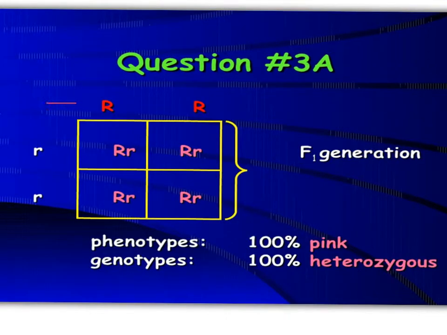Well, we've got our red plant right here with our gametes big R or big R. We have our white plant right here with our gametes little r, little r. Again, we fill this in by bringing down and over, so big R, little r, and we would see we would have 100% pink plants, 100% heterozygous big R, little r. Now notice that the phenotype and the genotype are the same. This is always true on incomplete dominance problems.